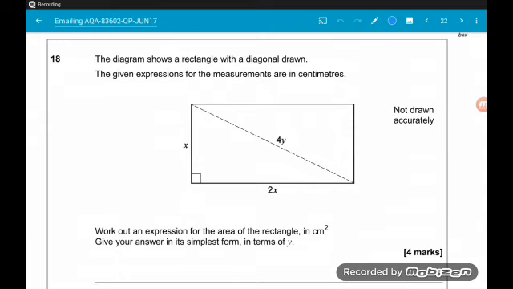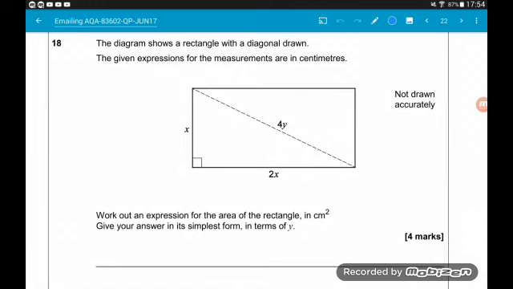Question 18, the slightly nicer. So here we've got a rectangle with height x, length 2x, and a diagonal of 4y. We are asked for an expression in terms of y for the area of this rectangle. So, first of all, the area of this rectangle in terms of x is 2x squared.